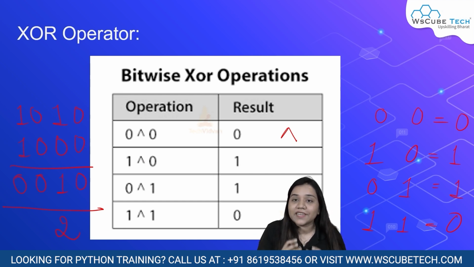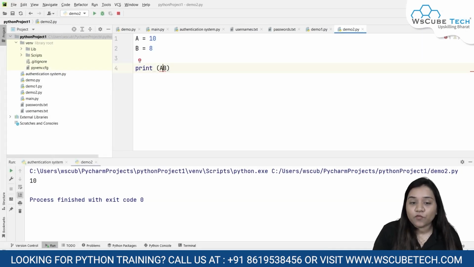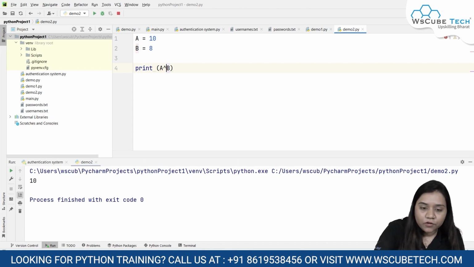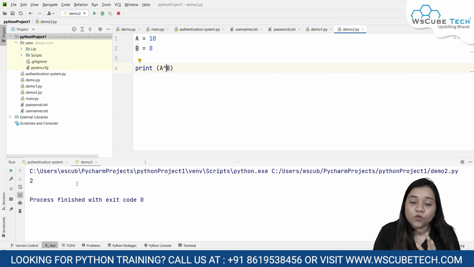Let's try it on Python and see if our method is correct or not. So I'm considering the same example over here, where A is equal to 10 and B is equal to 8. If I apply the XOR method over here, I write A XOR B and run the program. Let's see what output we get. Yes, we get 2 over here. That means the method that we have learned is correct and it works in this way. Right guys, so this is how AND, OR and XOR work in bitwise operators.